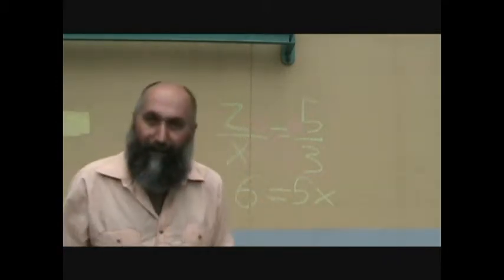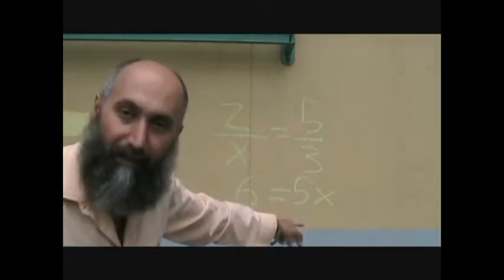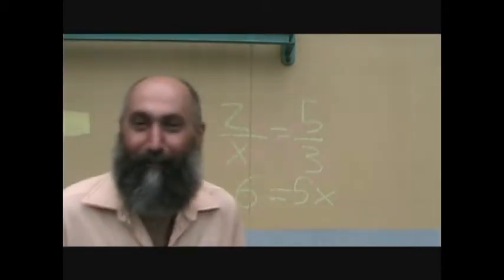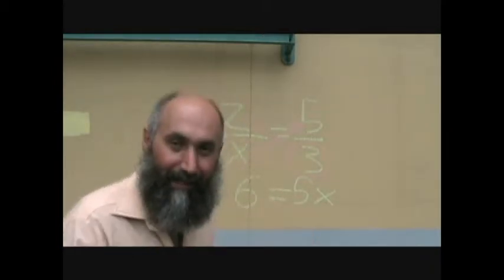Right? Now you haven't finished solving this problem yet. You got to get x by itself. So all you end up doing is dividing by 5 on both sides.